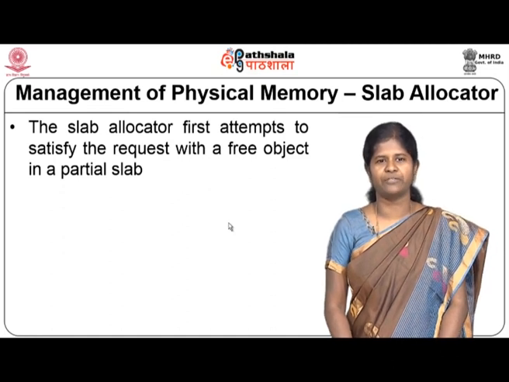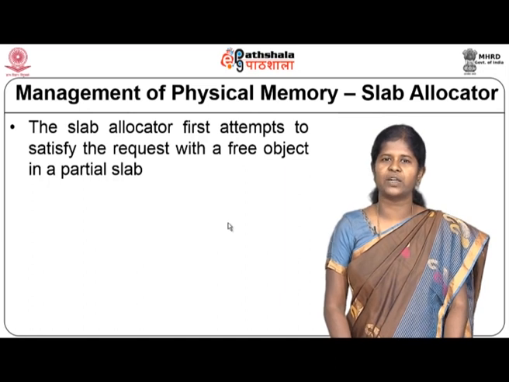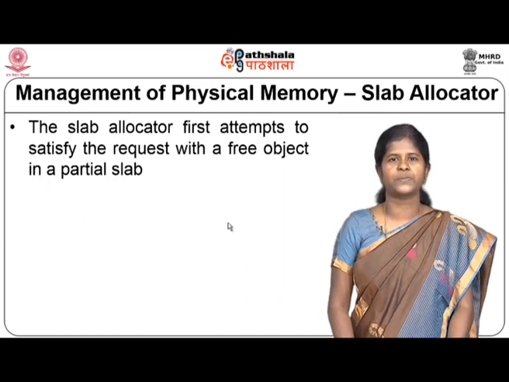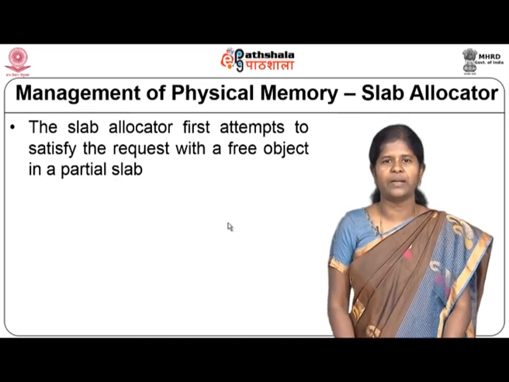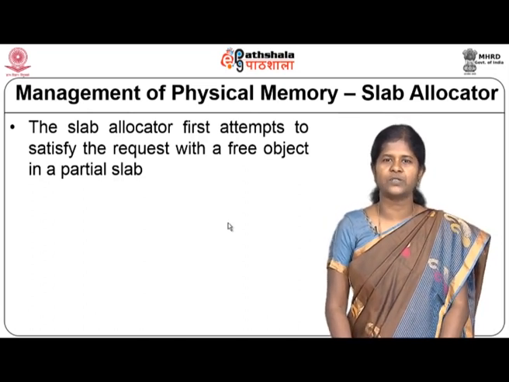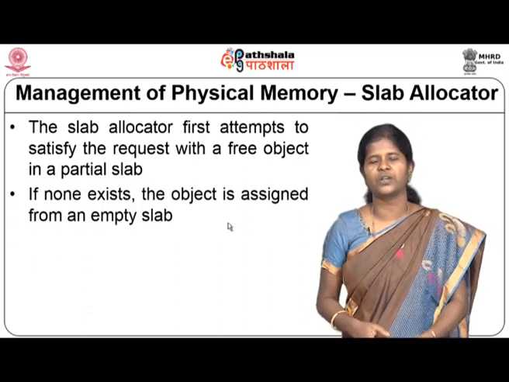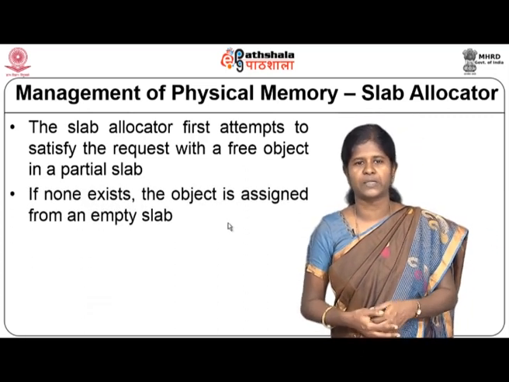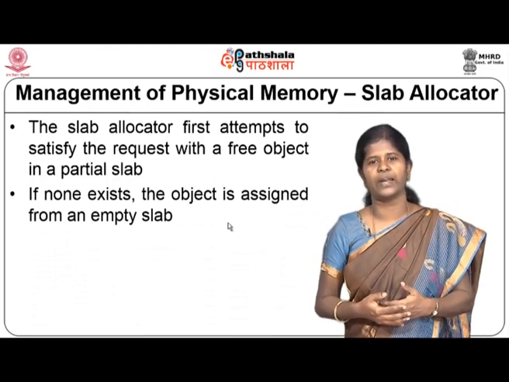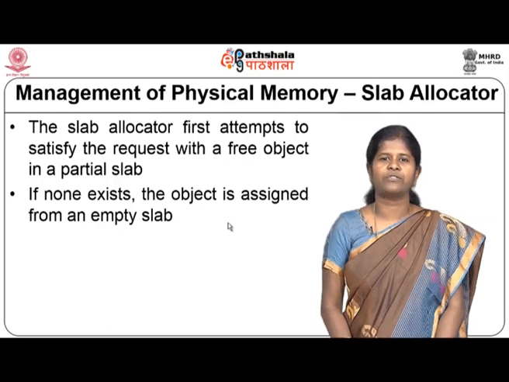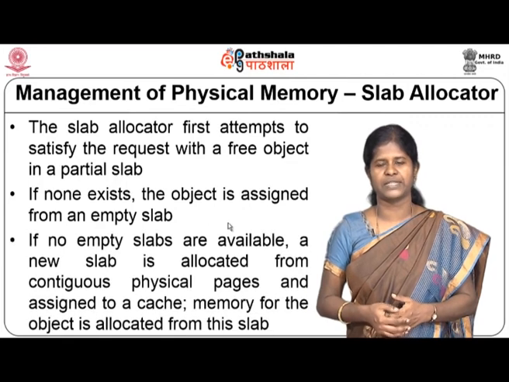The slab allocator will first try to satisfy the request with a free object which is present in a partial slab. So, if a slab is partially occupied, the slab allocator will first check the partial slab to find out if there are free objects. If there are free objects, then it will use the partial slab to allocate space. If there is no partial slab, then it will look for an empty slab, and it will try to assign the object from the empty slab.